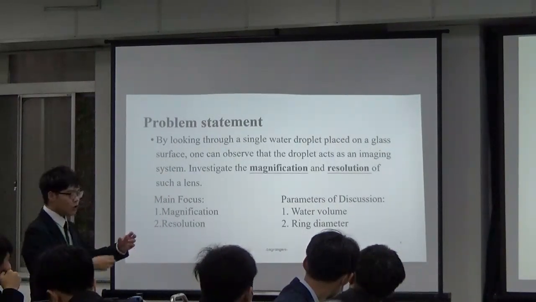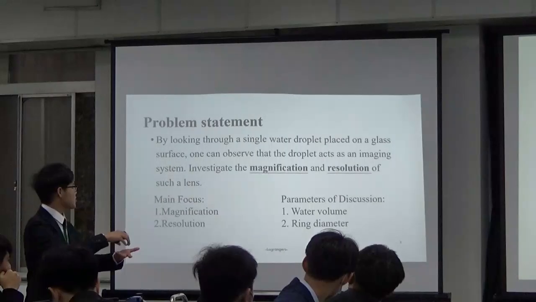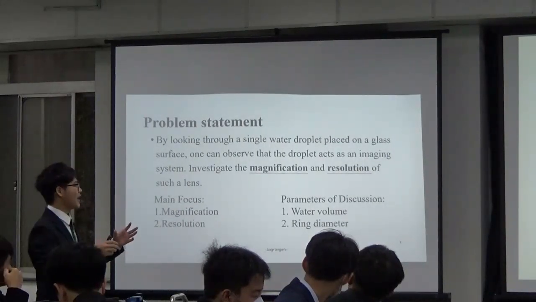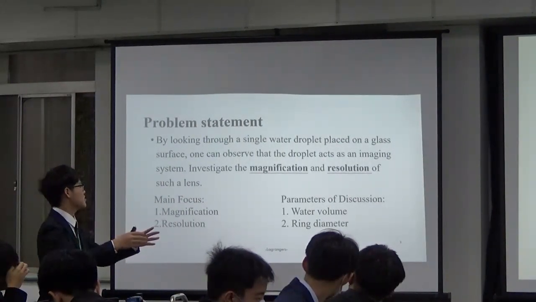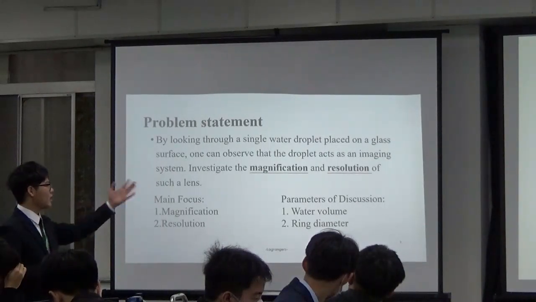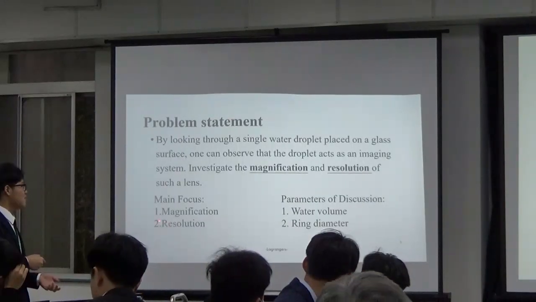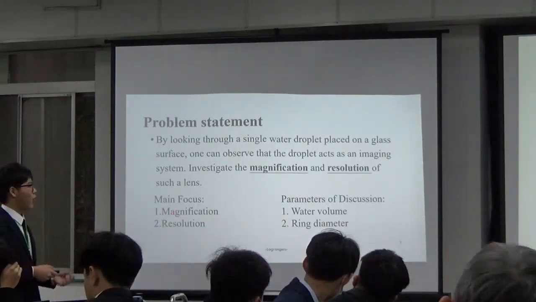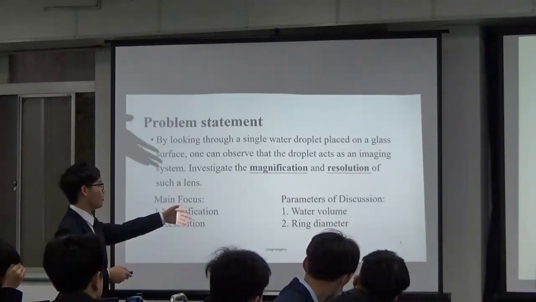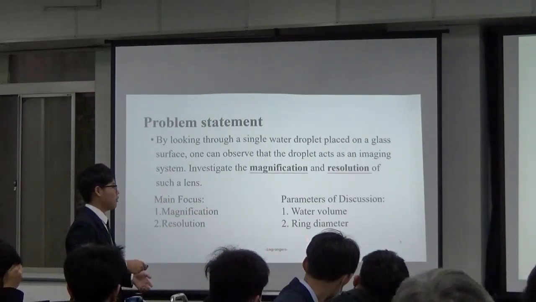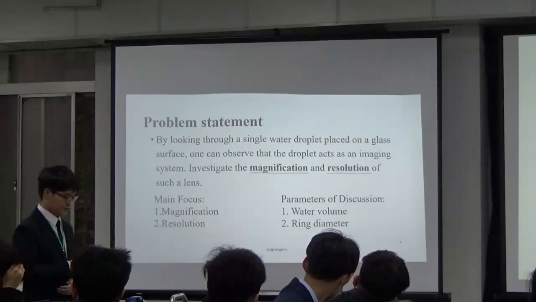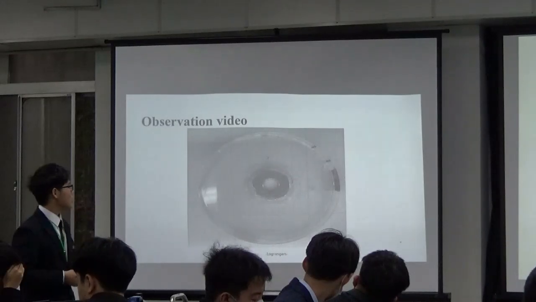By looking through a single water droplet placed on a glass surface, one can observe that the droplet acts as an imaging system. Investigate the magnification and resolution of such things. So the main focus here is the magnification and resolution, while our parameters of discussion are the water volume and the ring diameter. The ring will be discussed in our experiment later. Here is our observation video.